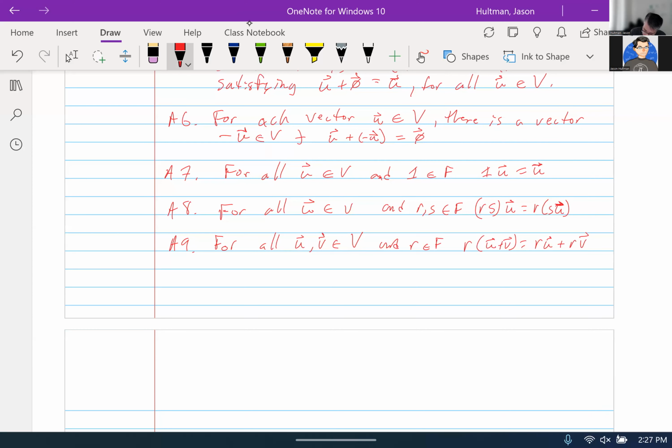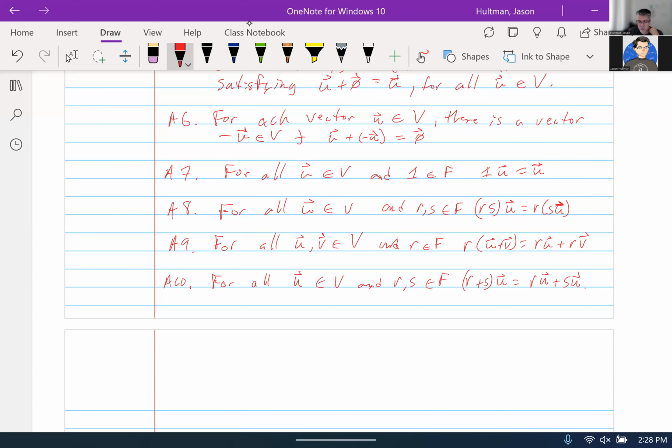And then A10: for all u, which is an element of V, and r, s, which are elements of F, (r plus s) times vector u is equal to ru plus su.